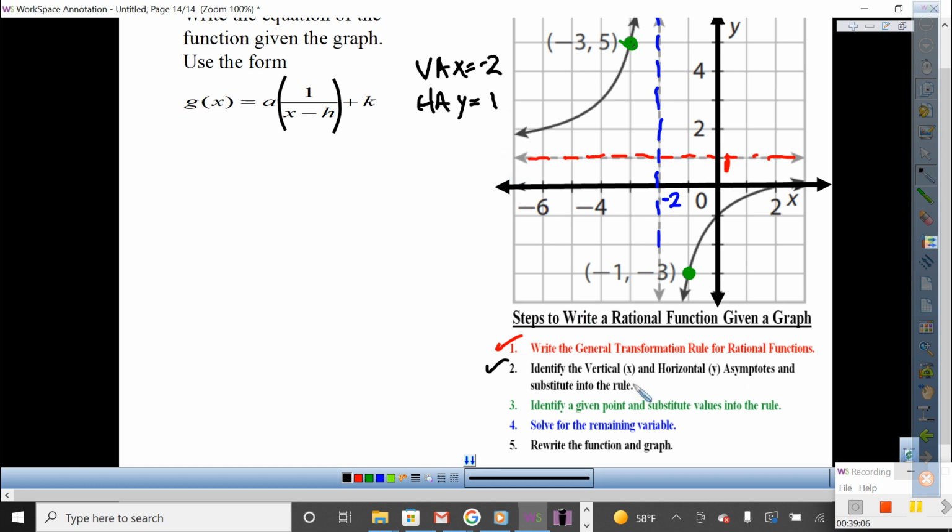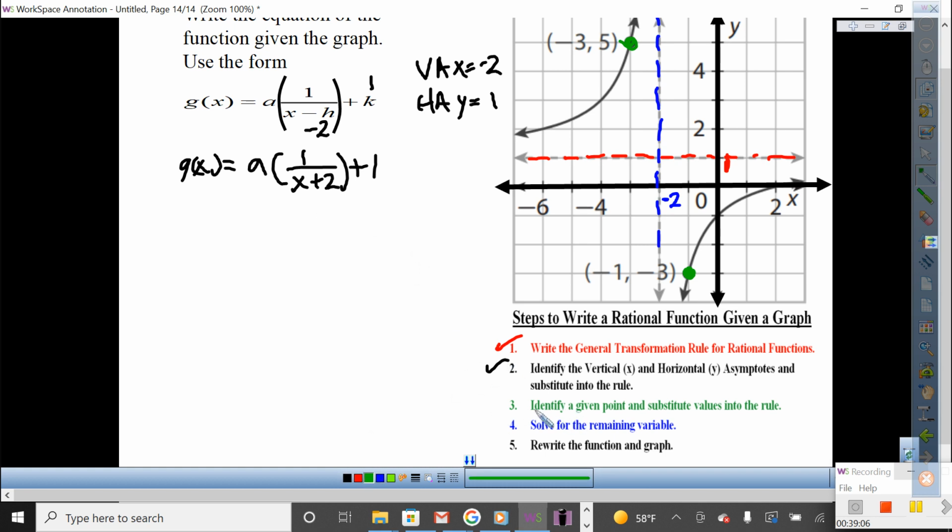But it says towards the end, substitute into the rule. Okay, so for the vertical asymptote here for h, what am I going to substitute? Negative 2. How about for k? 1. All right, let's rewrite this. So we get g of x equals a times 1 over x plus 2, plus 1. How did I get plus 2? Negative times a negative equals a positive. Okay. We're done with step 2.